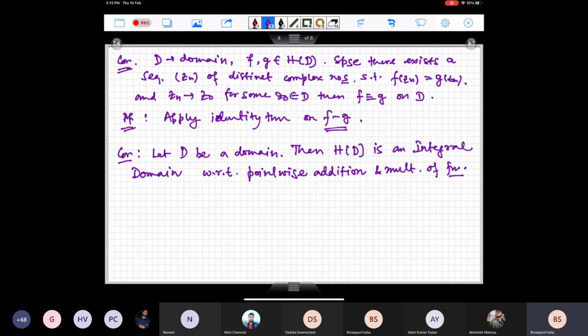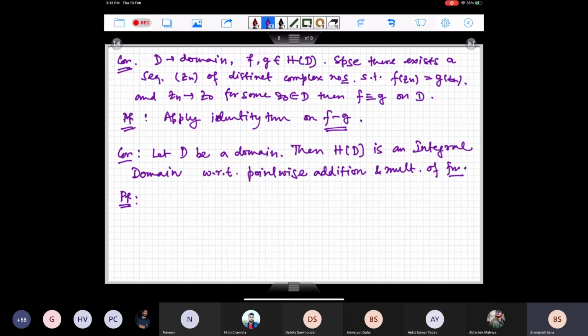You must have read about integral domains in your algebra course, right? Yes, sir. So that's why I prefer to call open connected sets domains. It will always remain with you that if I have a domain, then the set of all holomorphic functions on that particular domain is going to be an integral domain. Let me first give the proof of this corollary, then I'll go to the proof of the identity theorem.